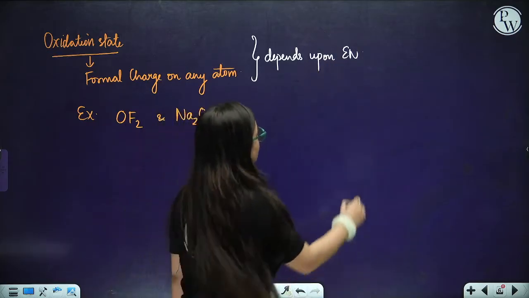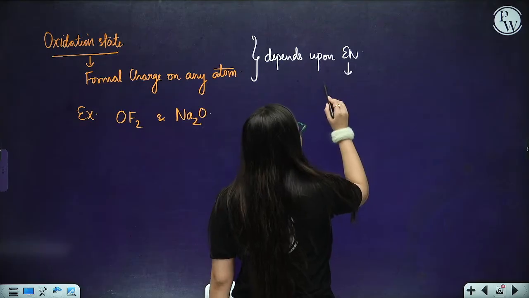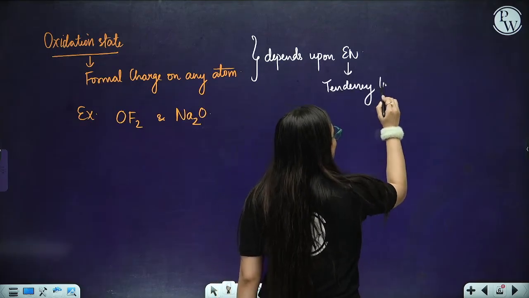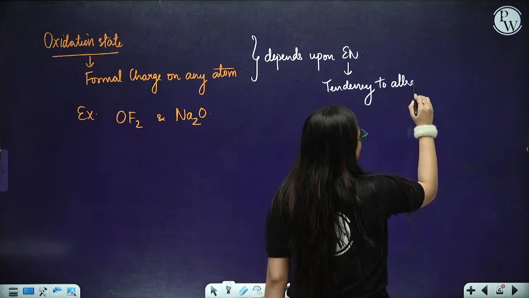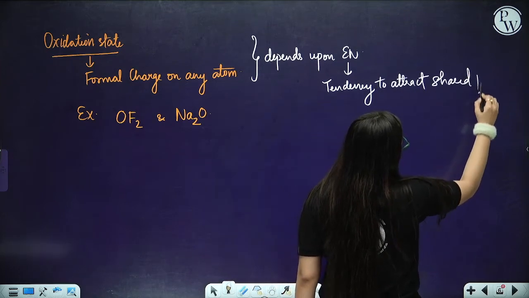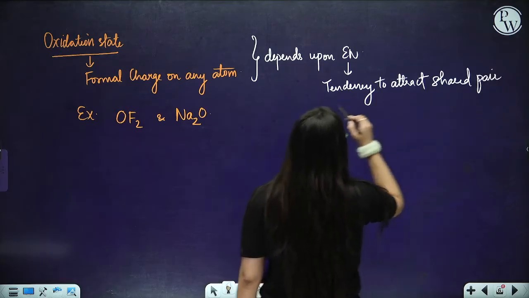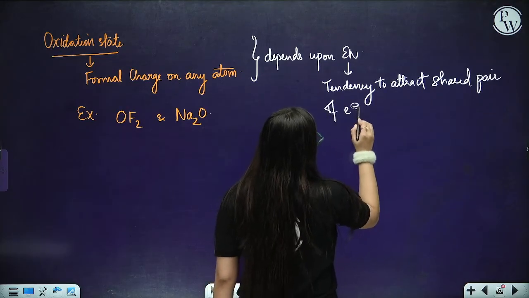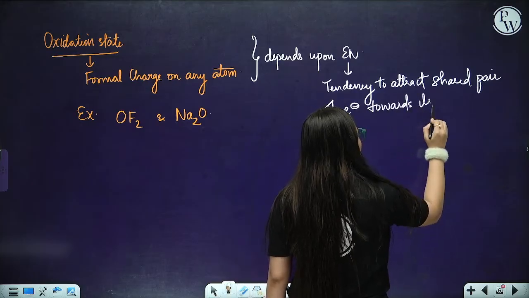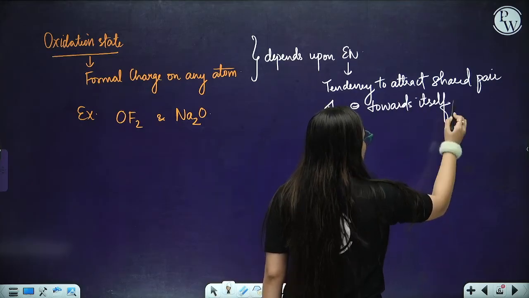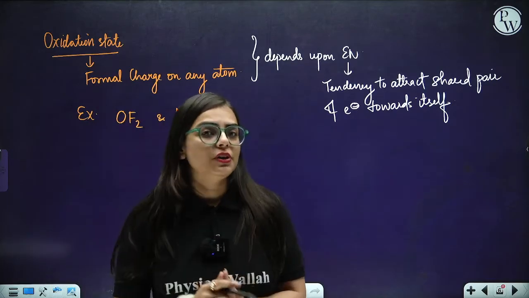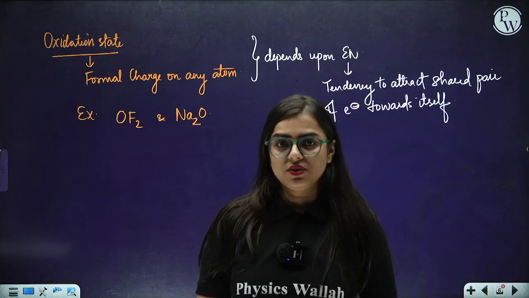We have already studied, ma'am. Ma'am, electronegativity is the tendency to attract shared pair of electron towards itself. So this is what is electronegativity. The tendency to attract shared pair of electron towards itself is electronegativity.